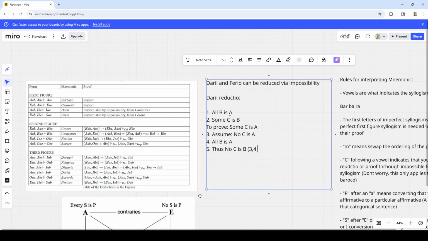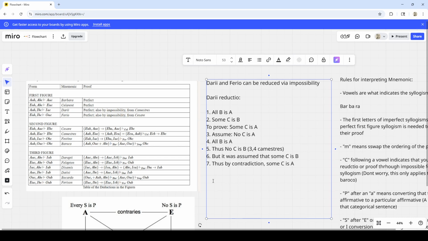And that is Celarent, by the way. So this is Celarent, but it was assumed that some C is B, thus by contradiction, some C is A. So that is a Darii reductio via Celarent. In the table, they don't give you the whole notation proof for Darii, but this is how you would prove Darii via reductio from Celarent.